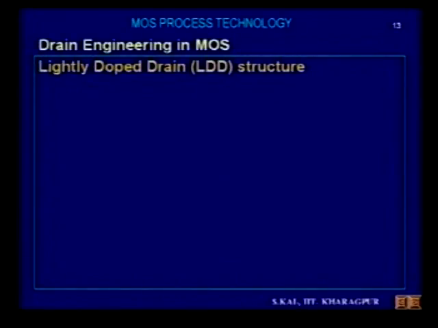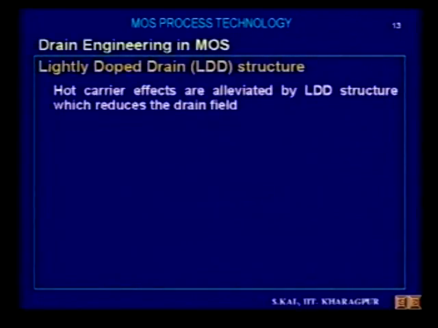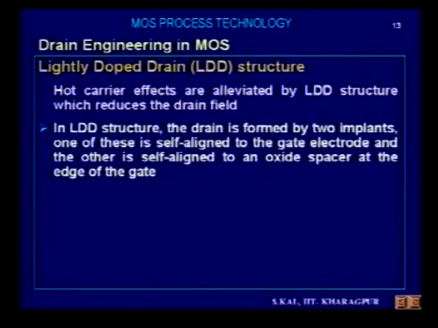What is done in LDD structure? Hot carrier effects are alleviated by the LDD structure, which reduces the drain field. Actually, a high electric field is developed at the drain-substrate reverse bias junction, and we have to reduce that electric field, and that can be reduced by the addition of another drain region which is lightly doped.